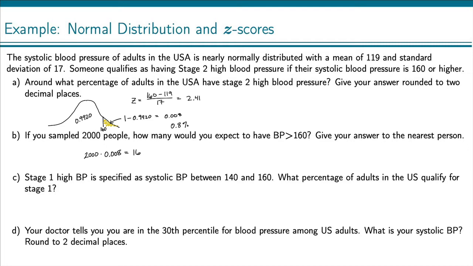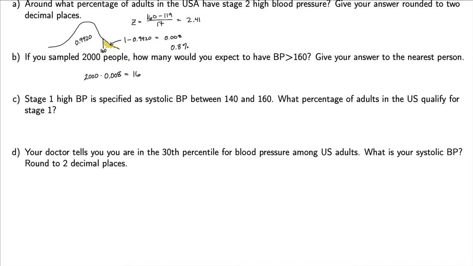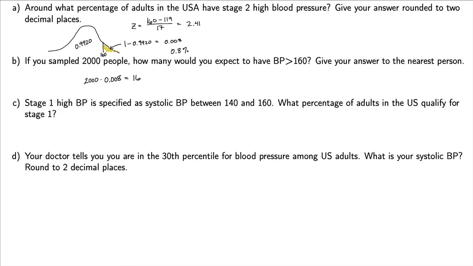For part C, stage 1 high blood pressure is specified as systolic blood pressure between 140 and 160. We'd like to know what percentage of adults in the US qualify for stage 1. Now we are looking at between 2 values, so this is where we find the z-score of each of them, find the corresponding values in the table, and then subtract those values.